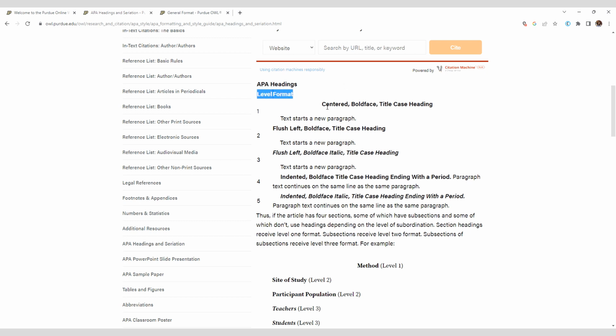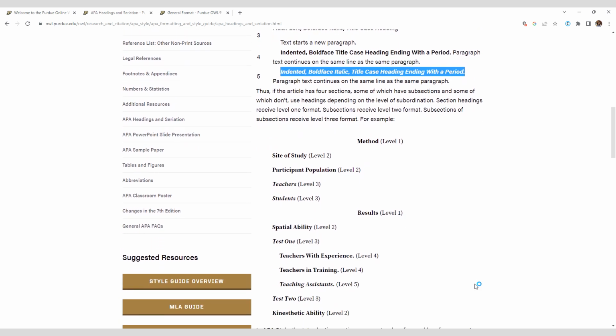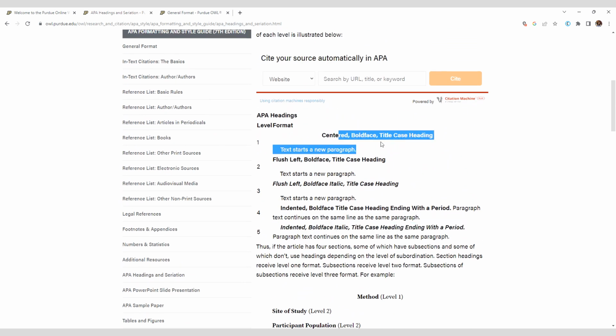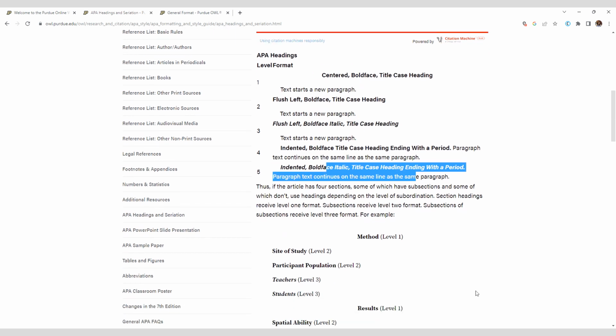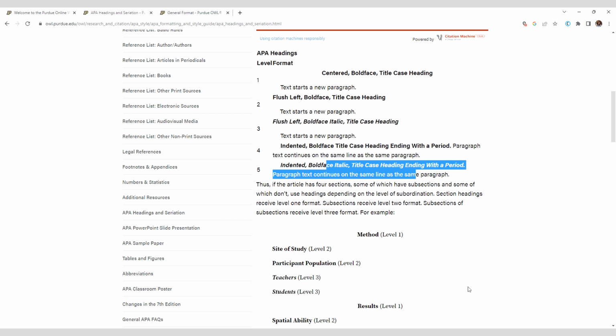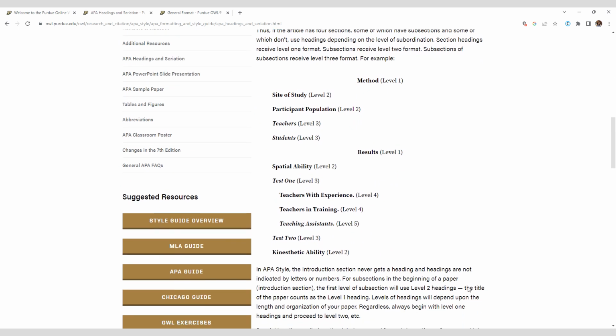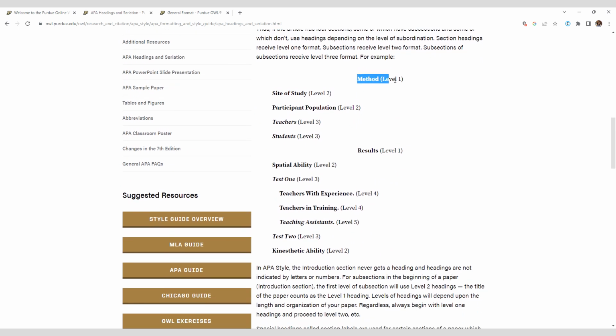There's 5 levels: centered bold, flush left bold, left align bold and italic, and then indented bold and indented bold and italic. You don't have to use this exact method or exact format, but it is important to keep the font the same. You can see here that the font is the same size and the same font with each level. They're just using alignment, bold, and italics, and an indentation to differentiate. And you can see an example here of how that would look with paper sections.